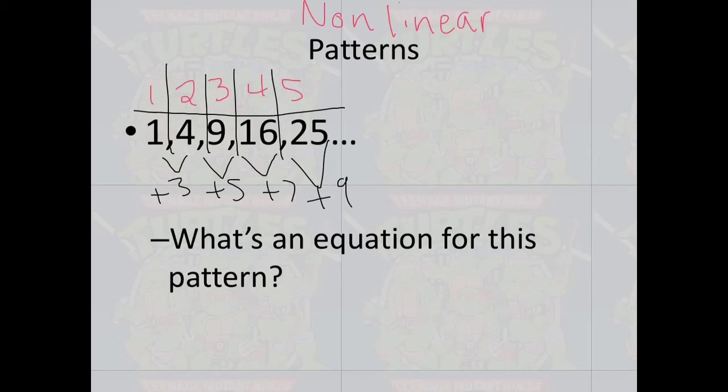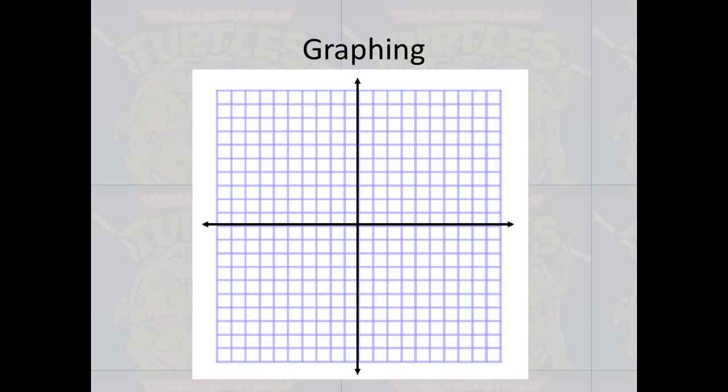The actual equation for this, just because I know if you look at how you get from the first term to the second term, is y equals x squared, because 1 squared is 1, 2 squared is 4, 3 squared is 9, 4 squared is 16, 5 squared is 25. So that's an equation for this pattern. What's more important is the graph of this pattern.